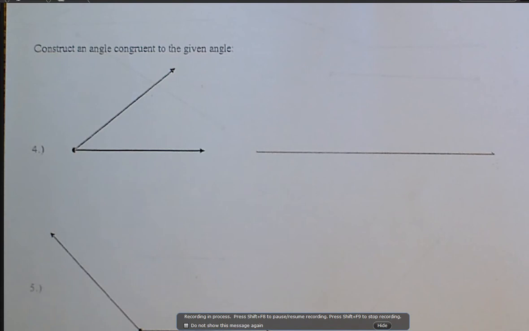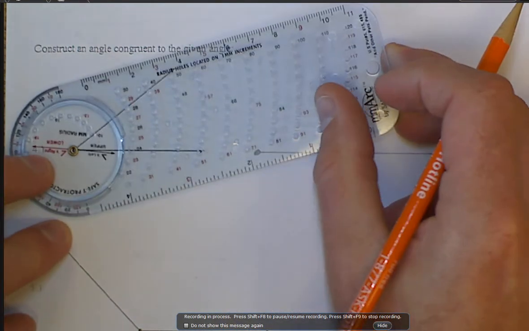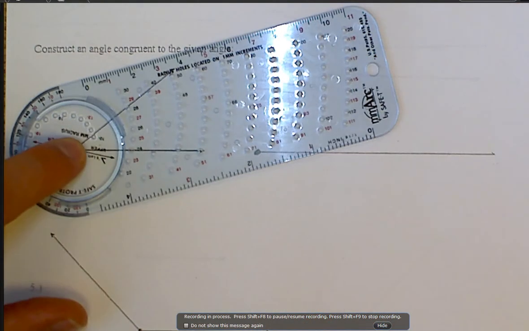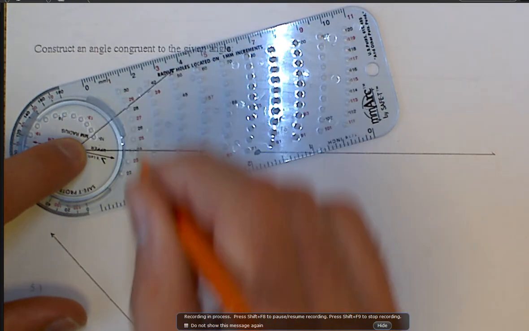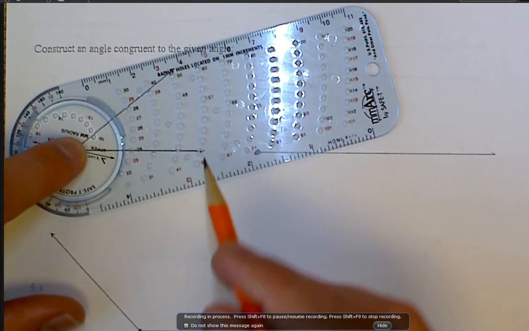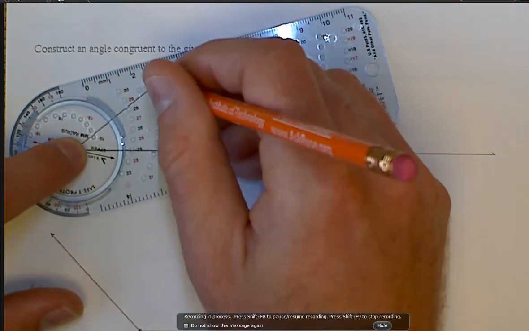All right? Next, I'm going to put my endpoint here. I'm going to take my brass circle, and I'm going to put it on the original angle in number 4. You're going to put your finger down on that brass circle, give it some pressure, and you want to make a kind of a half circle swoop. And it can be any number you want, but it needs to be inside of the 2 rays. So I'm going to pick 40. You can pick anything you want.